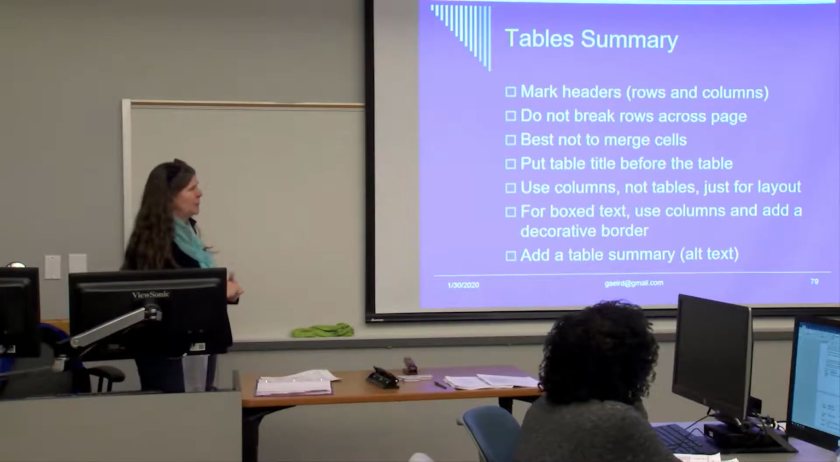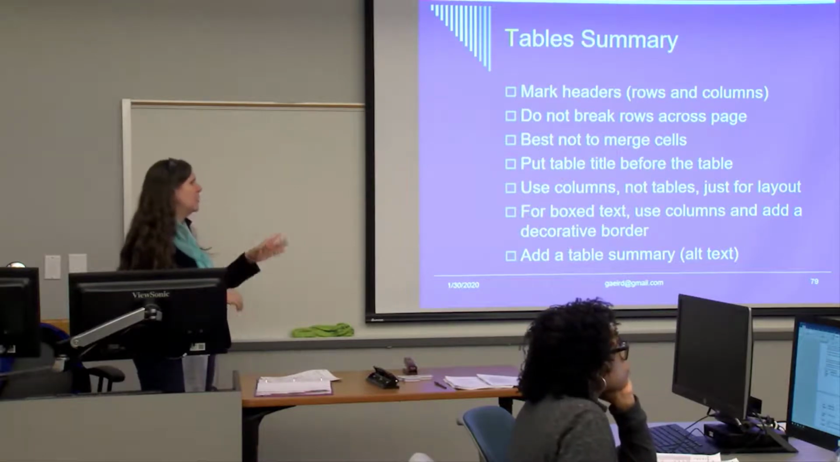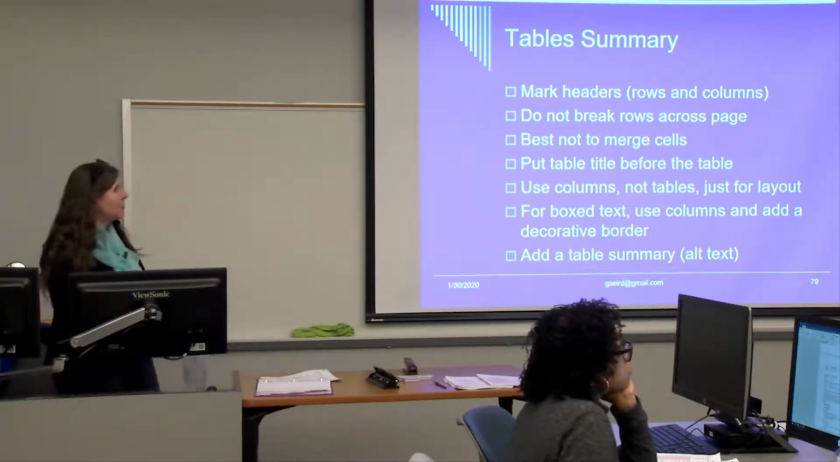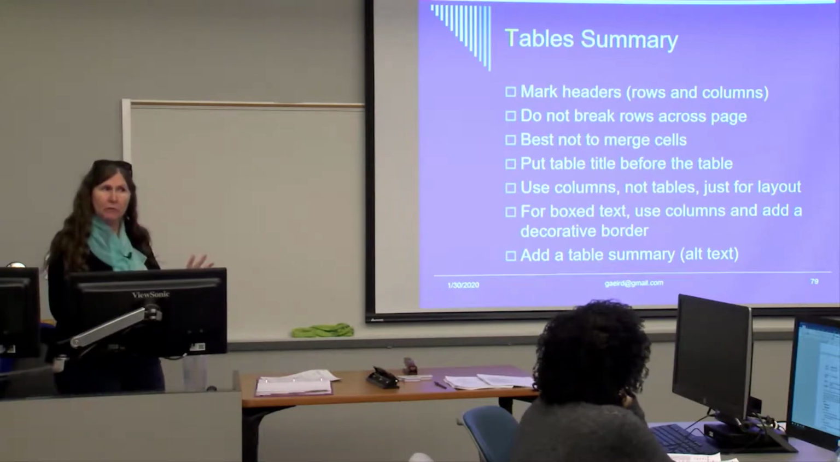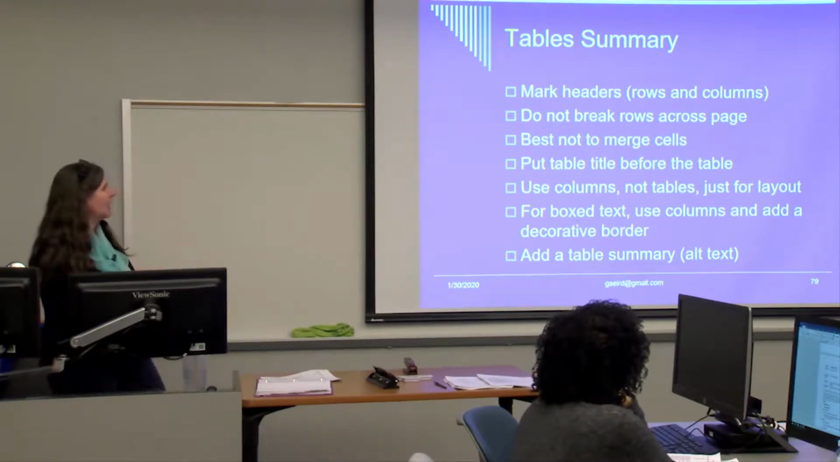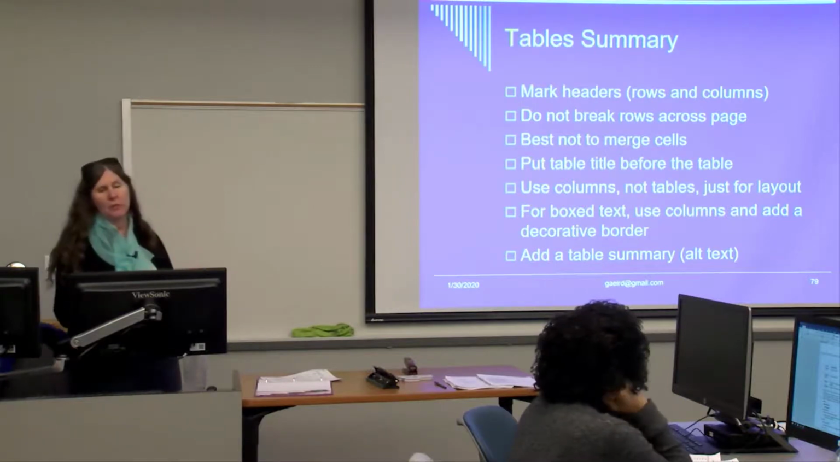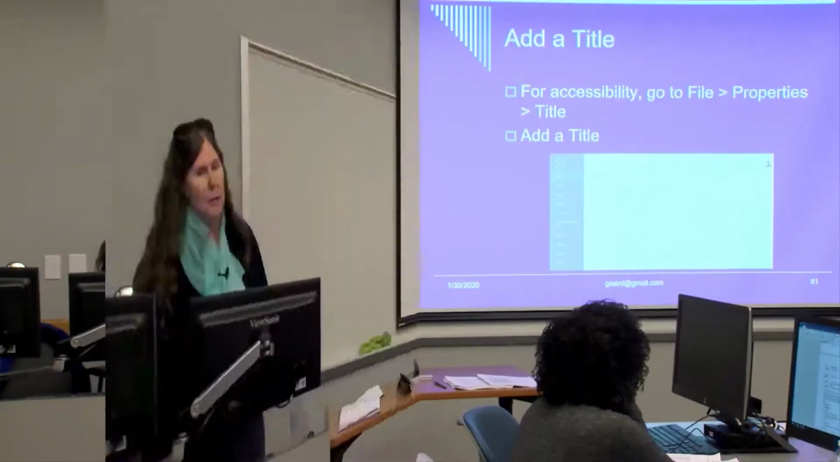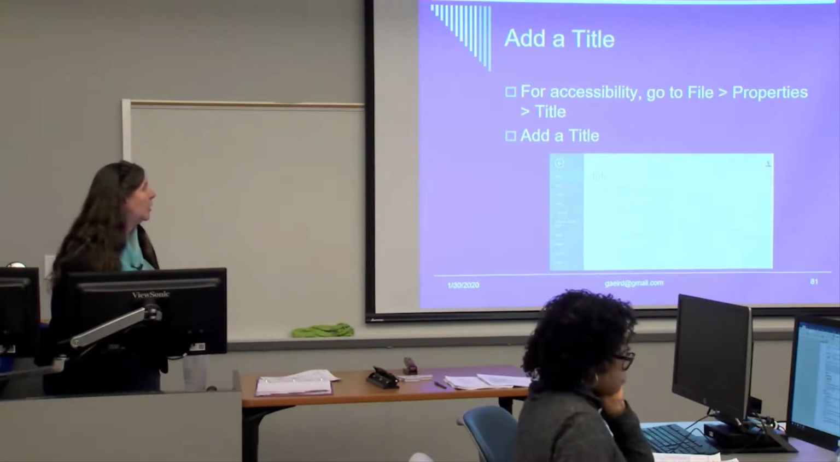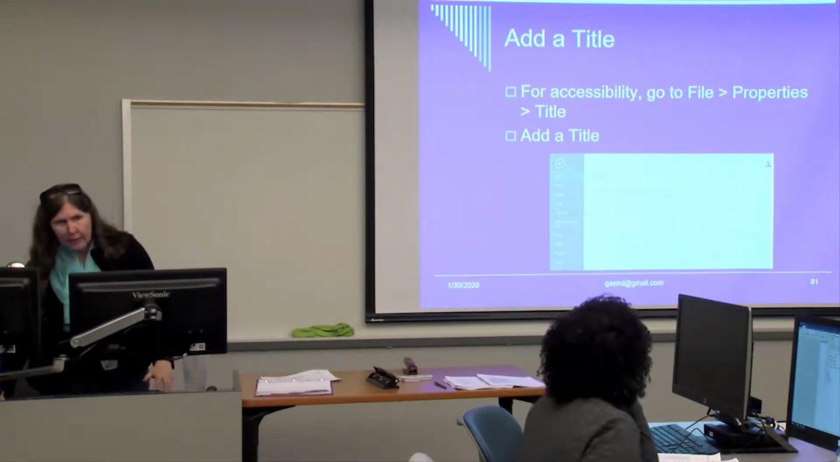Like I told you, we can sometimes do a little bit of a workaround. Really better to use columns. For box text, you can just add that decorative border. It's a decorative border, not a box. Add that decorative border, add the color if you want, and then having that little table summary, the alt text on your table. Last thing that you need to do is put a title onto your document.